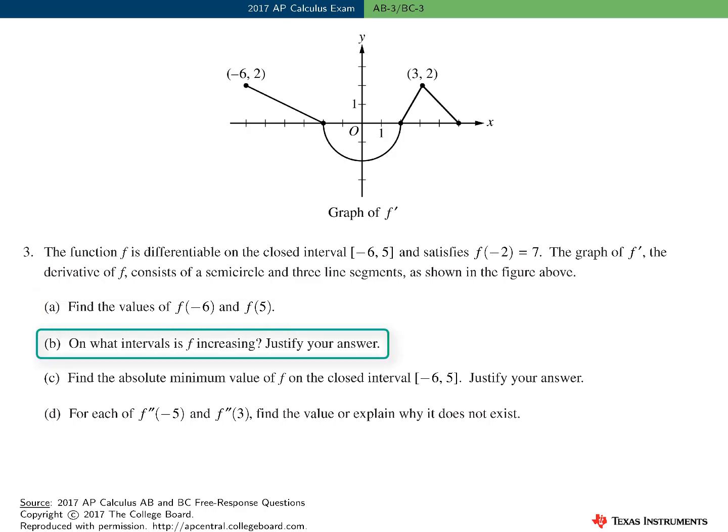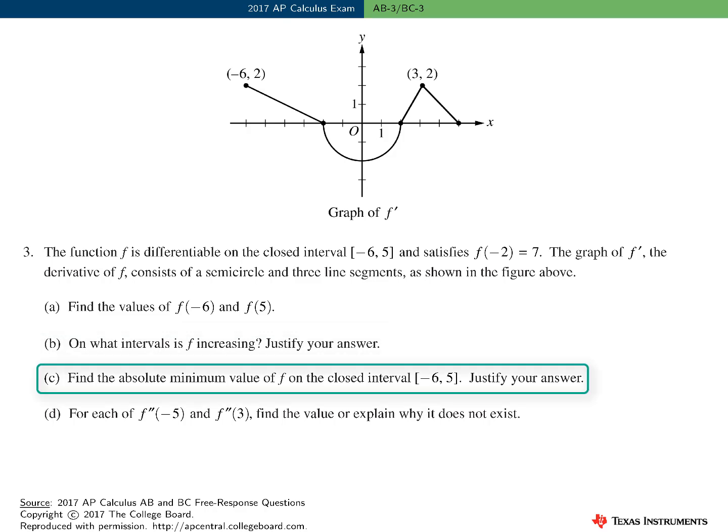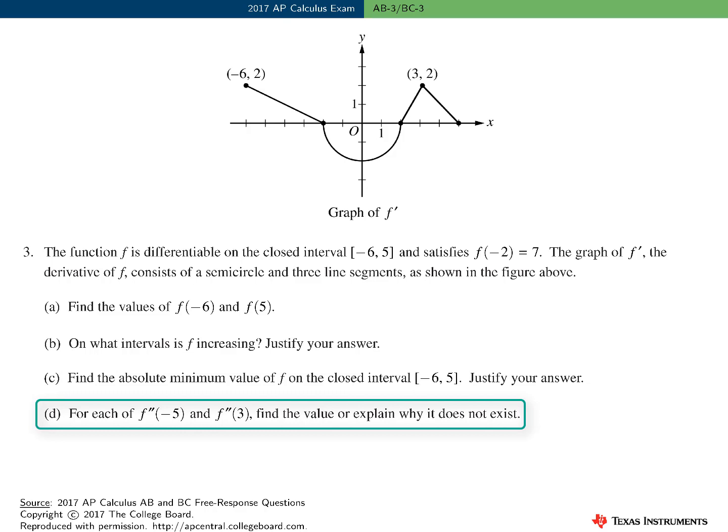In part B, we're asked to find the intervals on which f is increasing. In part C, we need to find the absolute minimum value of f on this closed interval. In part D, we need to evaluate f double prime of minus 5 and f double prime of 3, or to explain why the value does not exist.